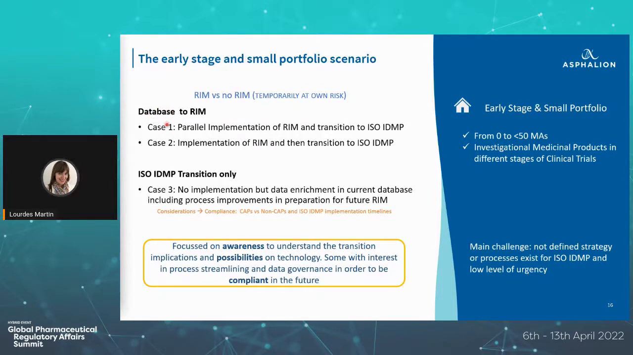If the company has a database and is implementing a RIM, then there are two cases. You can do a parallel implementation of a RIM and a transition to ISO IDMP, as I said before. Or you implement a RIM, and then start a transition to the ISO IDMP requirements. As a third case, you decide to go to the ISO IDMP transition only. There is no implementation, but there is data enrichment in the current database, including process improvements in preparation for a future RIM. So this is a case where there is no implementation yet, at their own risk.